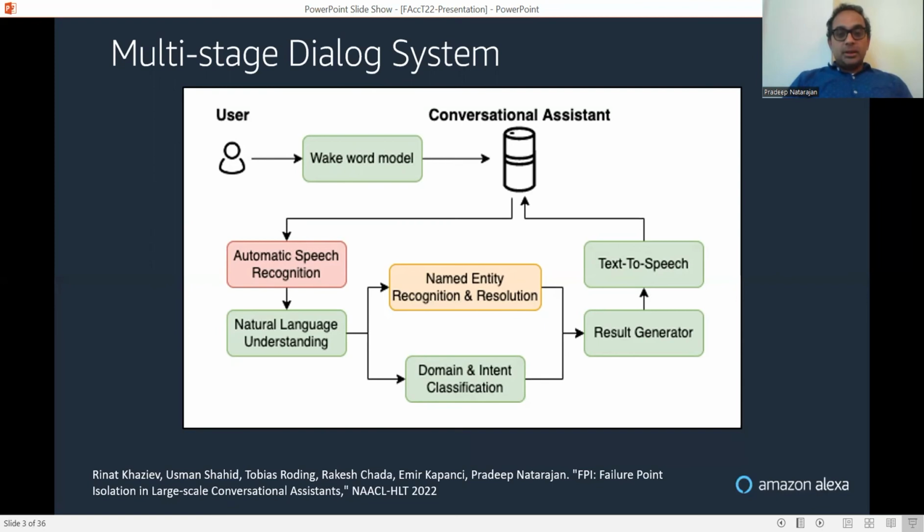Once these are done, the next step is to generate the result and then render the result through the text-to-speech module. And that produces the response, playing Bad by Michael Jackson, and then the song gets played.